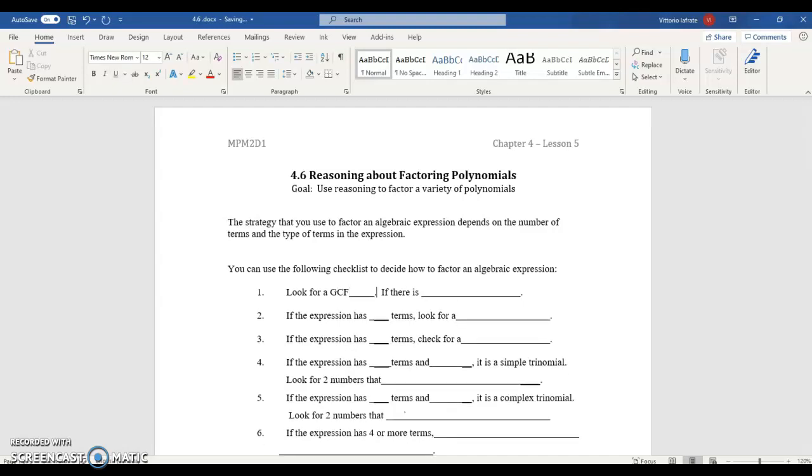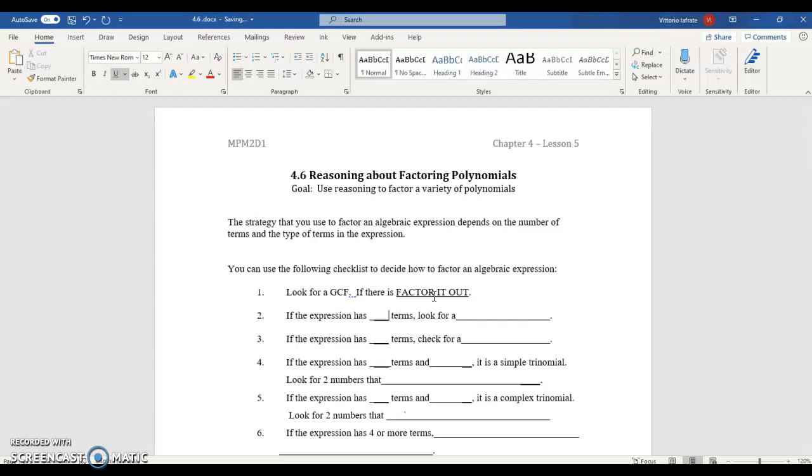If there is a GCF, then you should factor it out. It makes things a little bit easier for you. So if there is a GCF, factor it out. Okay, that's important. Now, our next step, so let's say there is a GCF, or there isn't, doesn't really matter.